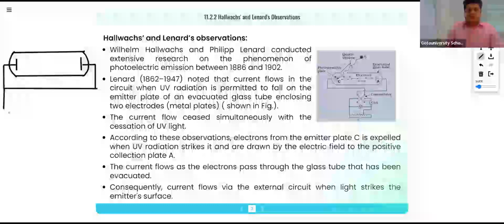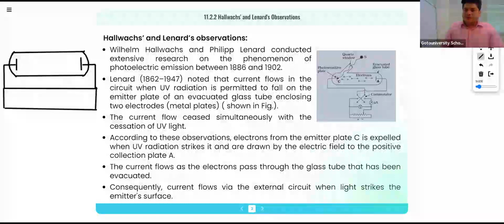This setup is connected to a battery and microammeter, and above there will be a voltmeter. Yes, this is how it will look. Here we have a voltmeter, here we will be having a battery, and here we'll be having a microammeter.